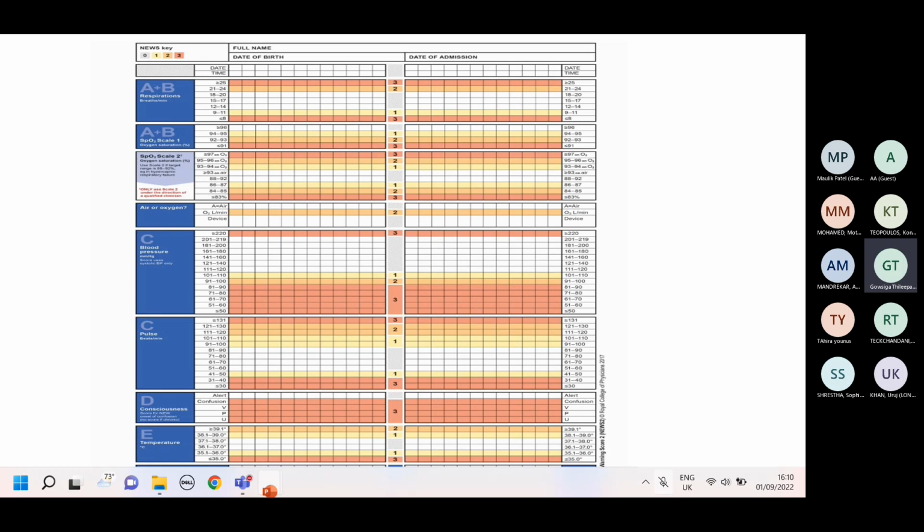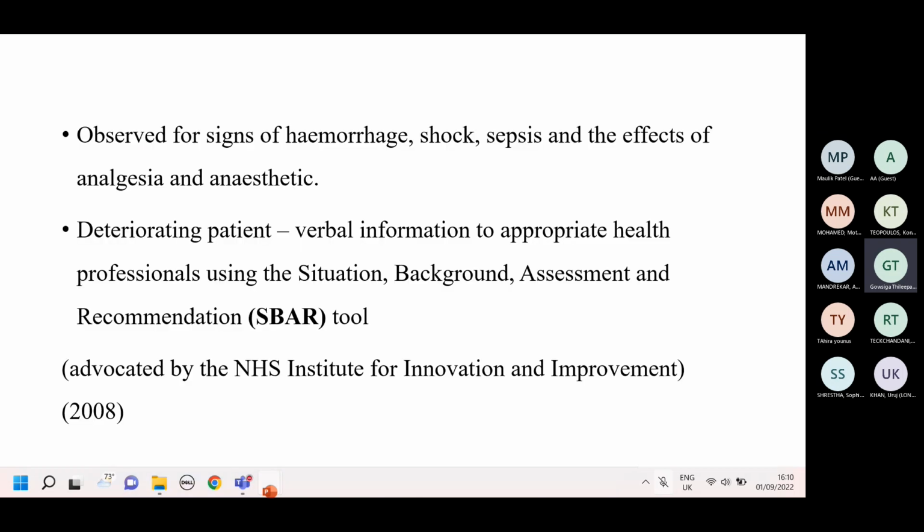So this is the importance of NEWS scores. Usually it's done in the wards. We also have different monitoring charts here, and we continuously monitor patients in ITU. So this NEWS score is very useful. Okay, in the next slide.